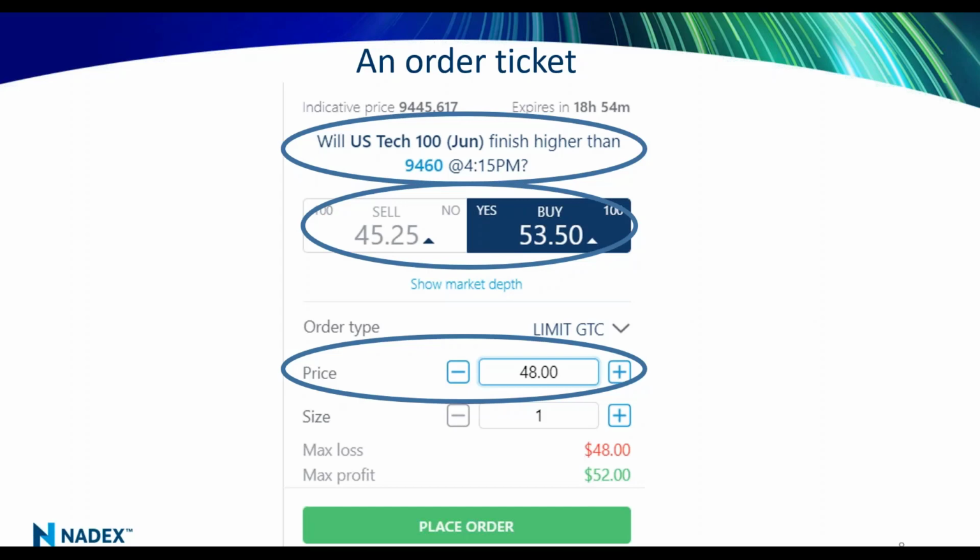At Nadex, we are a proper exchange with a matching engine. You can post your own liquidity, and if you put a 48 bid up right now for one, if someone wanted to sell it, they'd have to sell it to you.